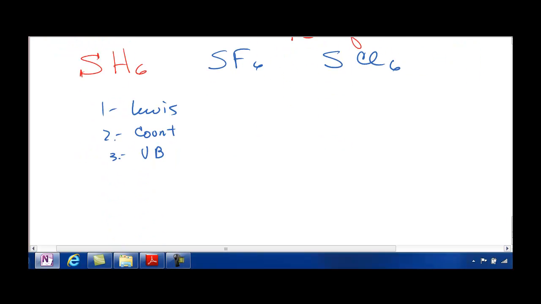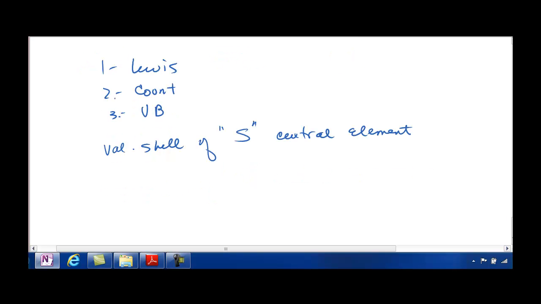Okay, let's consider what's the first thing. Valence shell of sulfur, my central atom. So I look at my central atom, and in this case, my central element is sulfur. What is it?